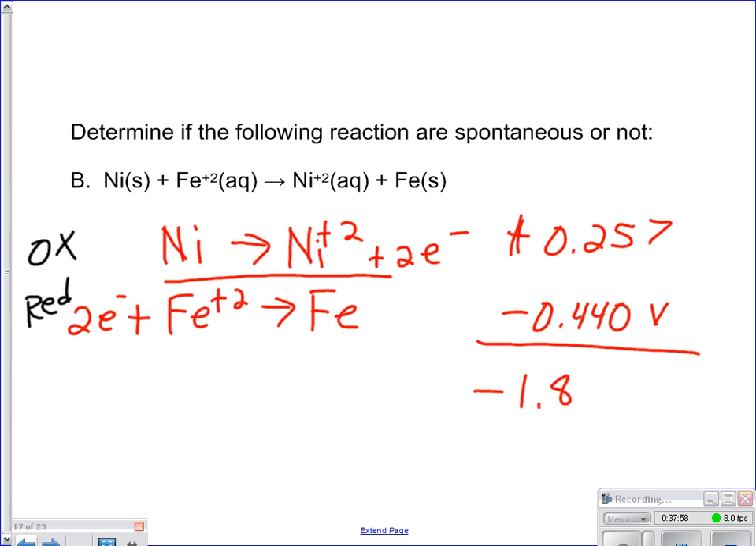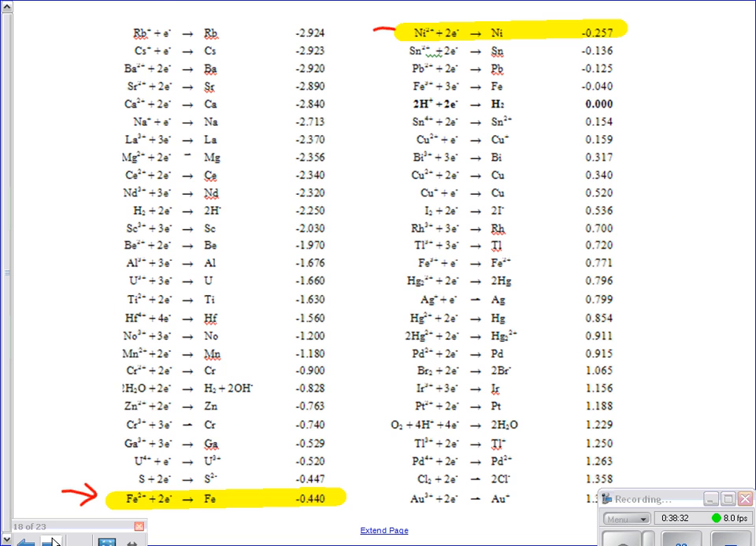Anybody get an answer? 0.3? Yeah? Is that what you said? No? Somewhere in there. I'm not going to take the time to plug that into my calculator. I've got too many things in my hands right now. But we would get a negative value. So that negative value, that means not spontaneous. This would make a pitiful battery. You would never want to make a battery like this because it wouldn't do anything for you. It is non-spontaneous.